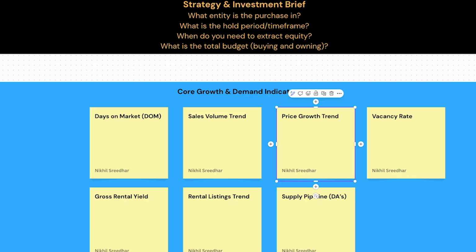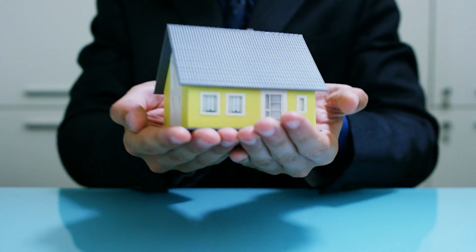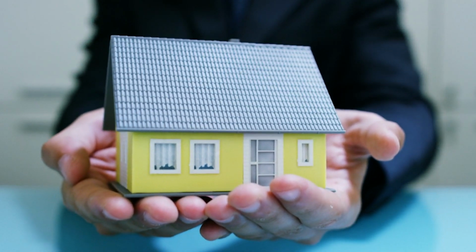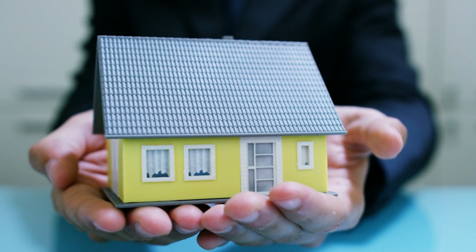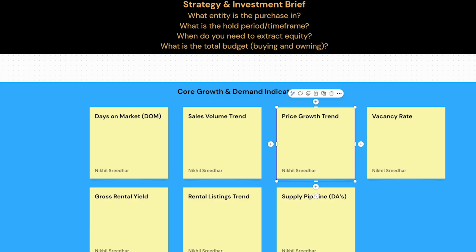The next data point is price growth trend. Are property prices going up? And at what pace? If they're steady or accelerating, that is what you want. You want to focus on these markets. Avoid markets that have recently peaked or are showing signs of decline. Next, you want to look at vacancy rate. This tells you how tight the rental market is. A low vacancy rate means demand for rentals is strong. So look for areas that are under 2% and ideally in a declining trend. So they might have been 3 or 4% a year ago and now they're 2%.